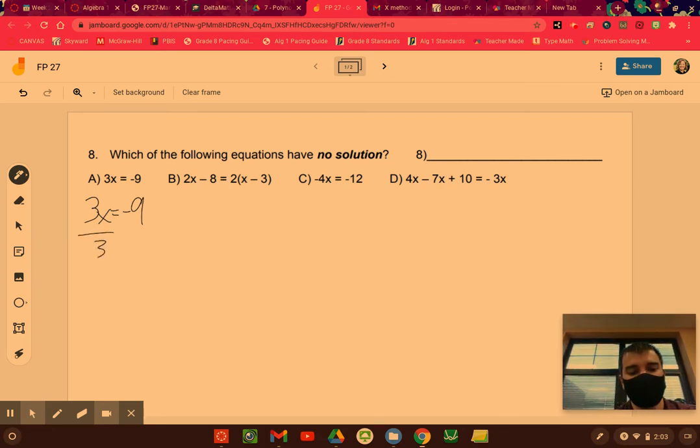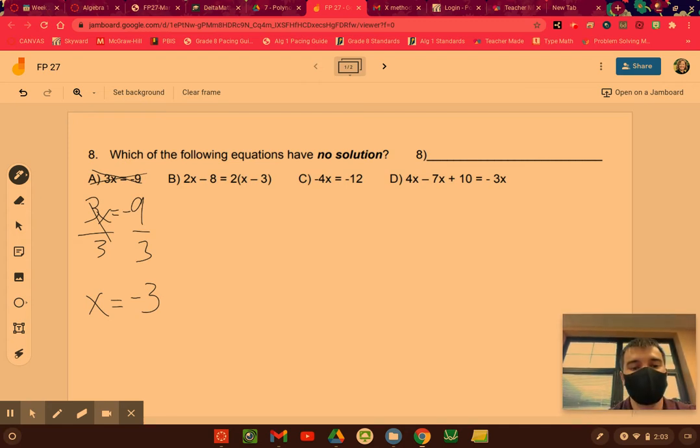So if I divide both sides by 3, my 3's on the left would cancel. I get x is equal to negative 3. So this one has a solution. So that means I can get rid of this one, right? Because it has a solution, so therefore it does not have no solution. I know there's a lot of words right there, but let's keep going.